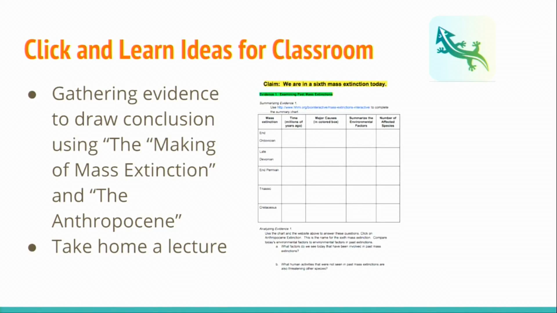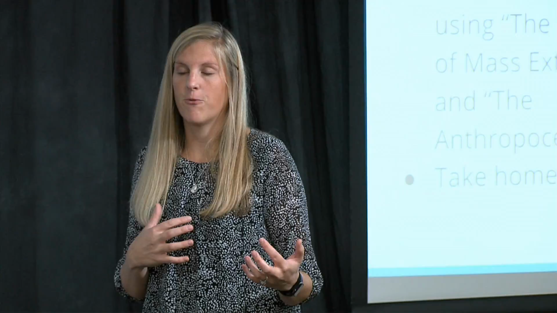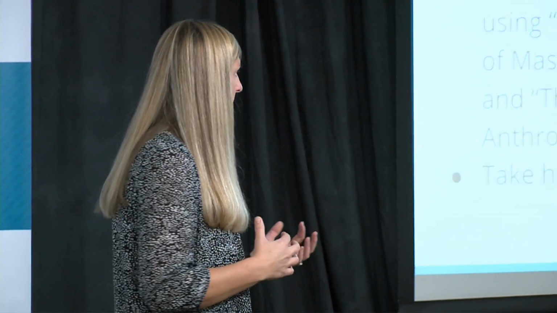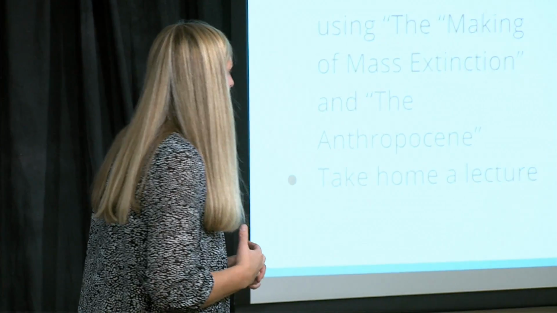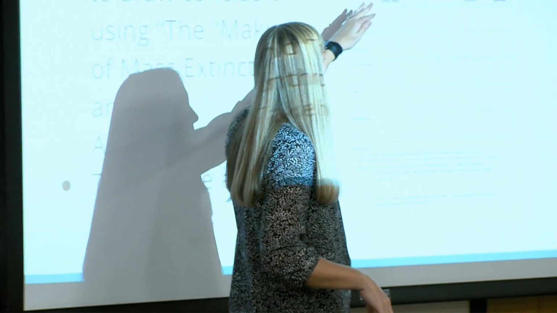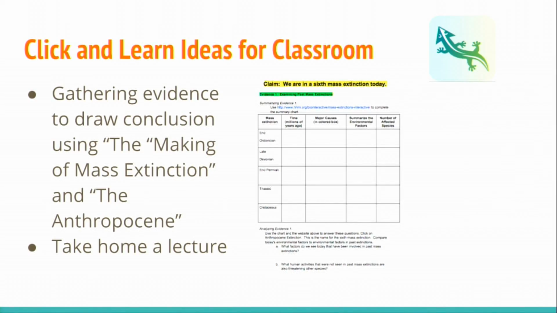And ultimately what we're doing, if we switch back to the computer really quickly, we're gathering evidence for this idea that we've given them the claim, we are in the 6th mass extinction today. So what we first wanted them to do is look at what an extinction is, and what the characteristics of an extinction are. And that's what they use that first biointeractive for, getting the characteristics of the extinction.